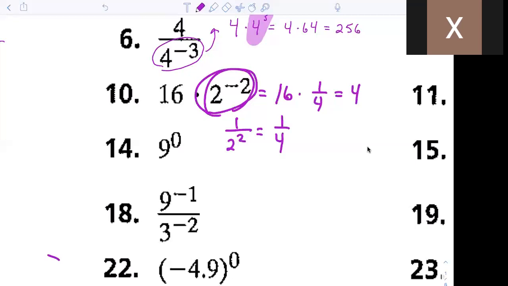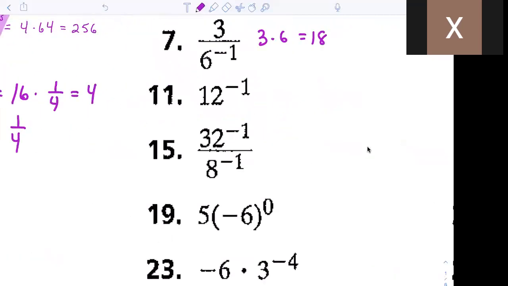All right, let's go. 11. Everybody should be able to write. 12 to the negative 1 is the same as? If you're not saying 1/12, you've been daydreaming. Miss Goss, you with me? You know that's 1/12.